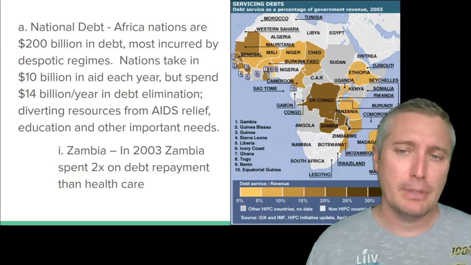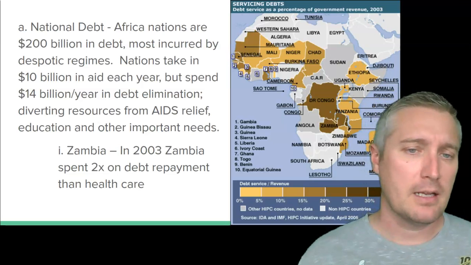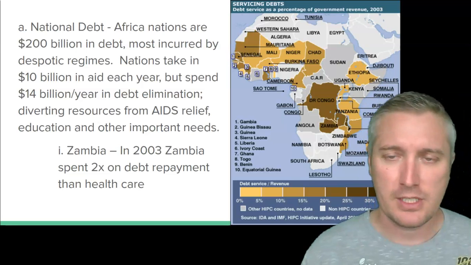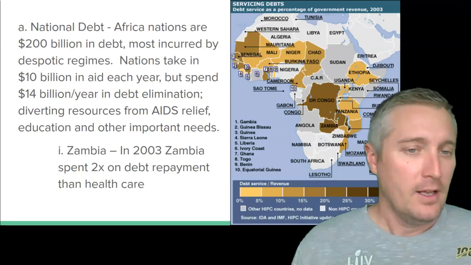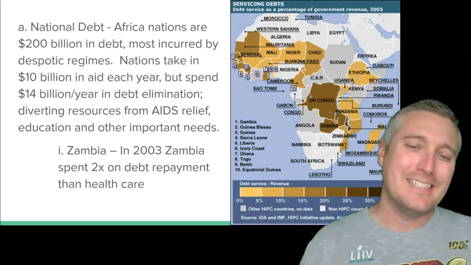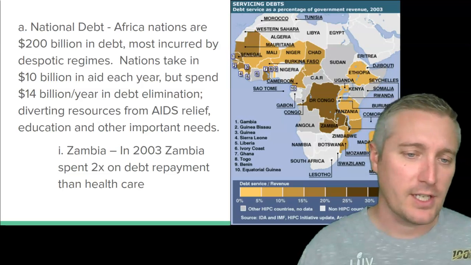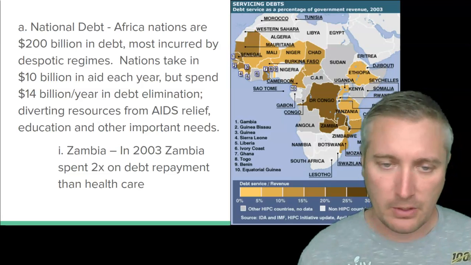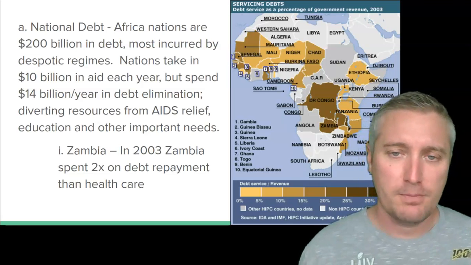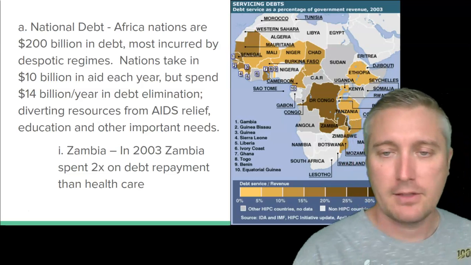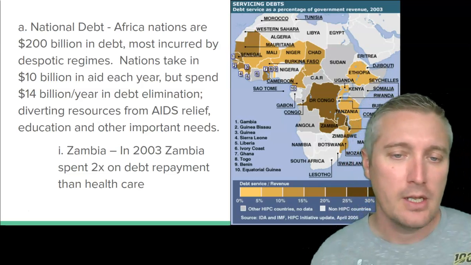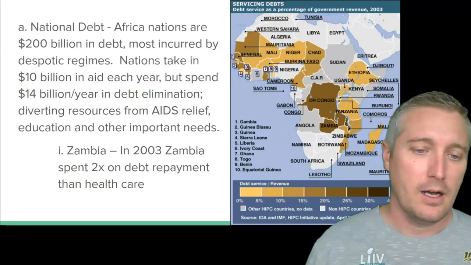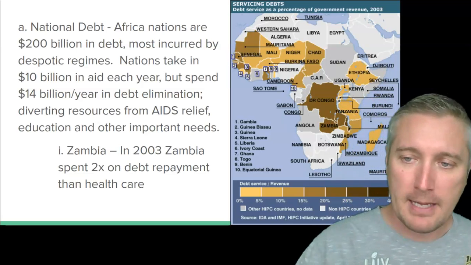Nations take in about $10 billion in aid each year. A lot of money is sent to Africa in aid, but they're having to spend $14 billion a year in debt elimination. This is what they're spending most of their money on, is paying off debt. So when you have things like in the 1980s and 90s, the massive AIDS epidemic that is going to ravage Africa, what we see is that money that could be spent on healthcare is being spent on paying back these global organizations and Western nations for debt relief. One example, in 2003, Zambia was spending 2 times what they were spending on healthcare for debt repayment. This is a big issue.